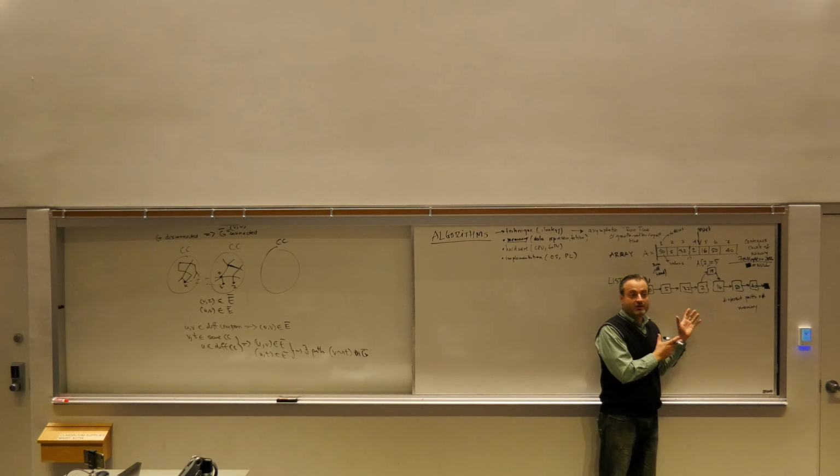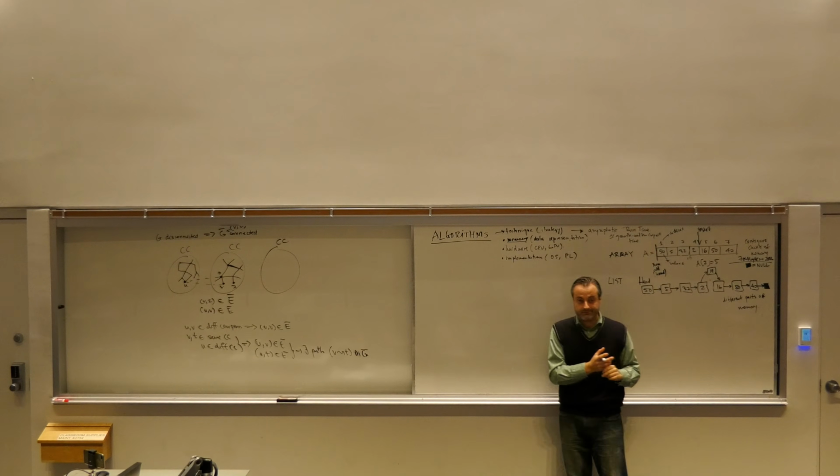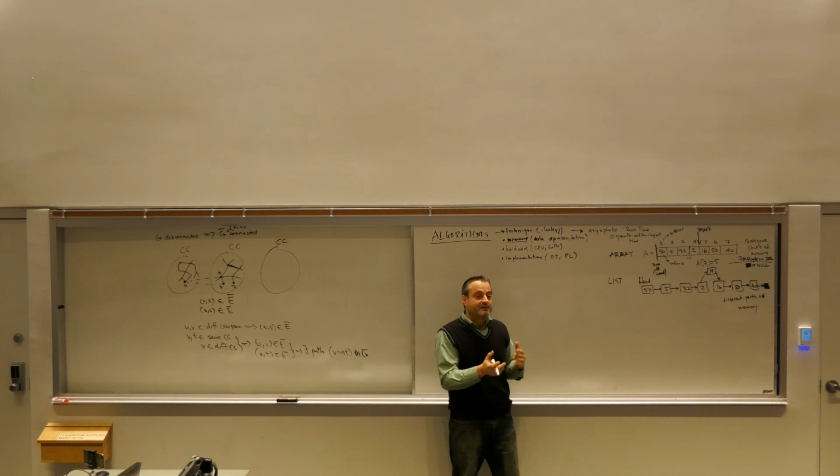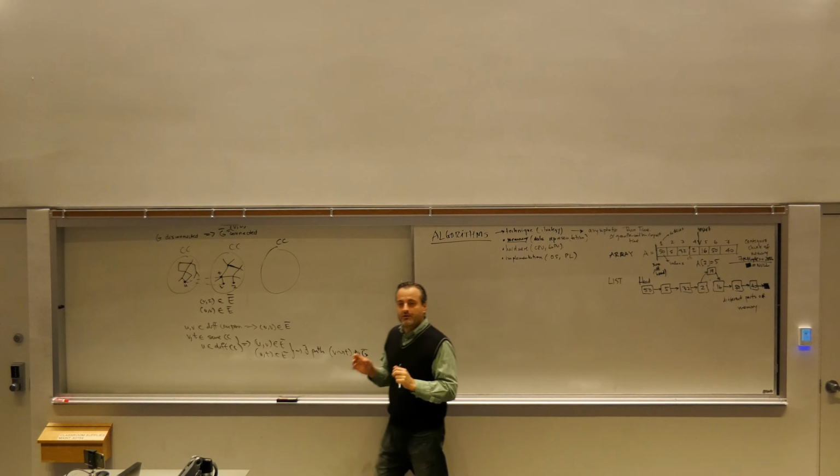Much easier to insert something in the middle of the list than in the middle of the array. In an array I have to move stuff around. But there are disadvantages to lists, as we're going to see. Hands up who's with me on arrays versus lists.